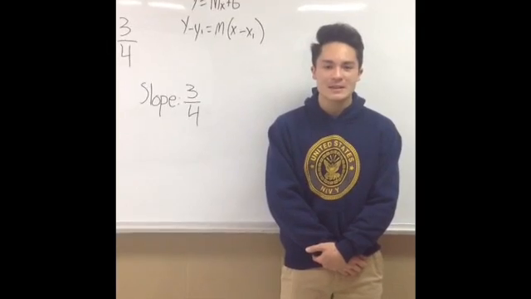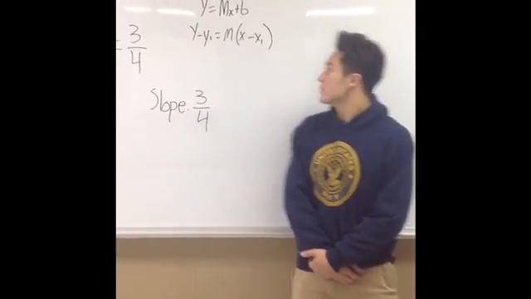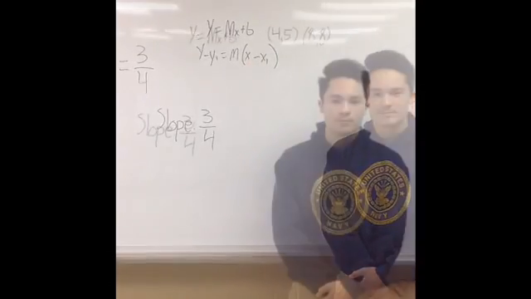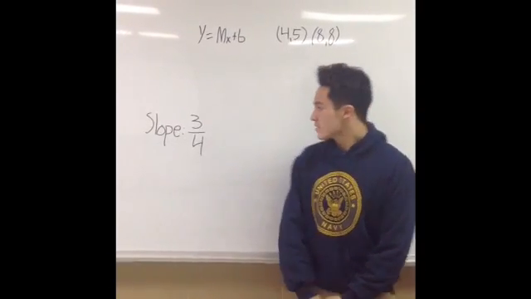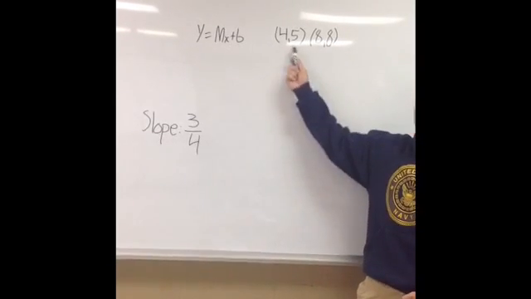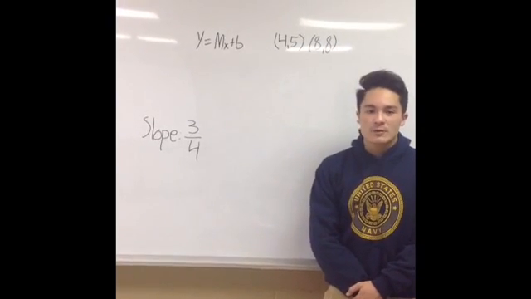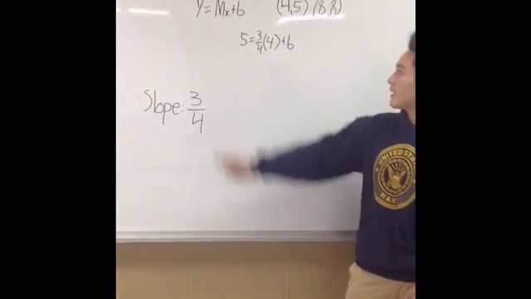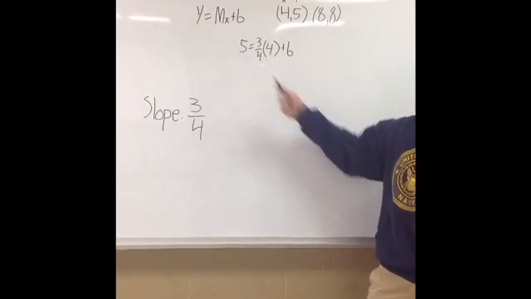There are 2 ways to find the intercept. First, you can use y equals mx plus b or the point slope formula. In order to find the intercept, the slope 3/4 and one of these points, in this case 4, 5, will be plugged into the y equals mx plus b equation. I've plugged in my points, the y equals mx plus b equation, right here.